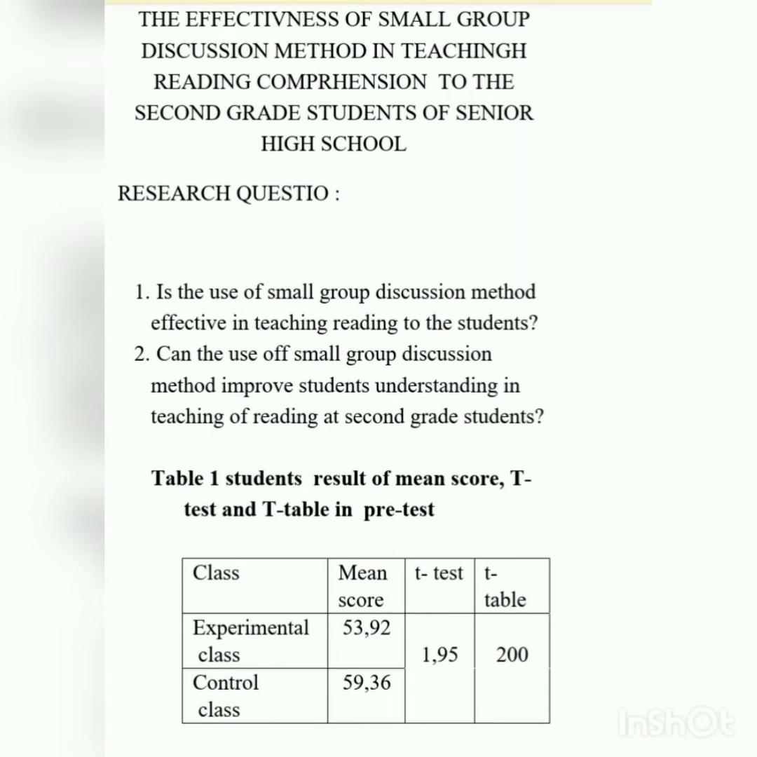On the table, we will explain about class, mean score, t-test, and t-table. The first one is the experimental class. Mean score 53.92, t-test 1.95, and t-table 200. The second is the control class. Mean score 59.36, t-test 1.95, and t-table 200.